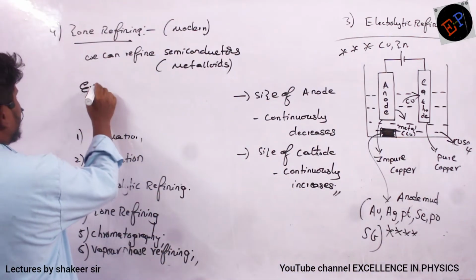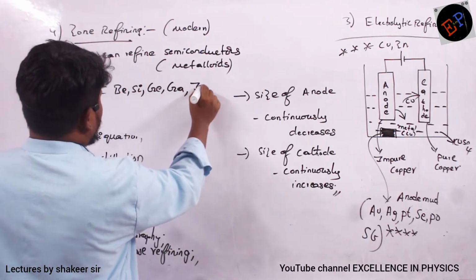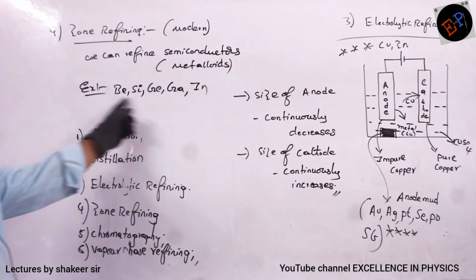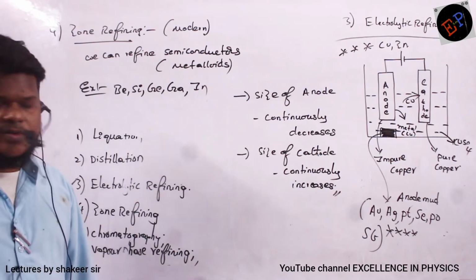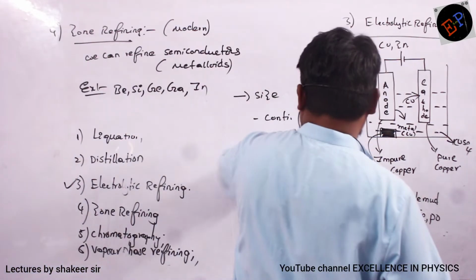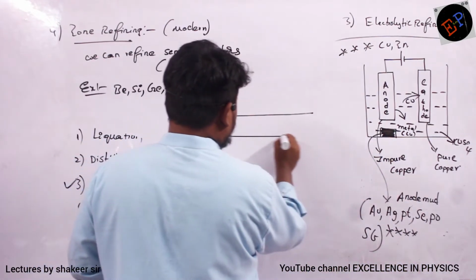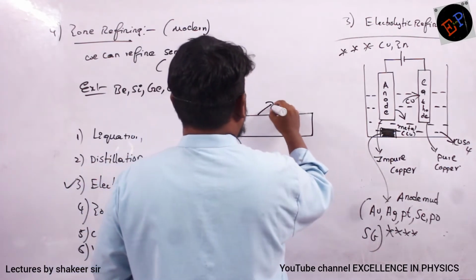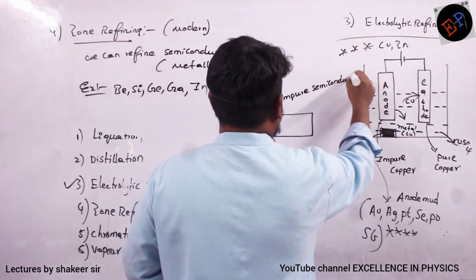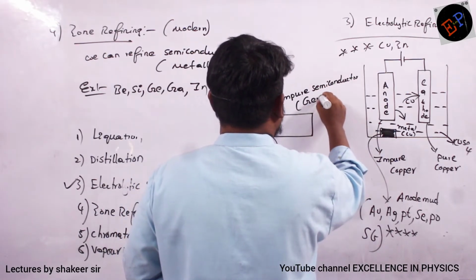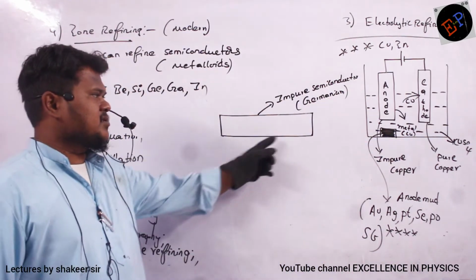Examples: beryllium, silicon, germanium, gallium, indium, these kinds of metals. All these are semiconductors only. So these metals can be refined by using this process, which is called zone refining. Let us see how this works. What we do is we make a rod which is made up of impure semiconductor. Let us consider it is germanium, for example.